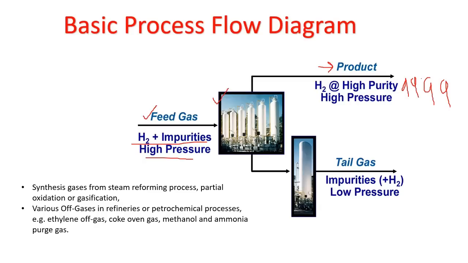So what are the various sources of the feed gas or hydrogen in the plant? They can be synthesis gas from steam reforming process. They can be the partial oxidation or gasification, or there can be various off gases like ethylene off gases, coke oven gas, methanol, and ammonia purge gas.